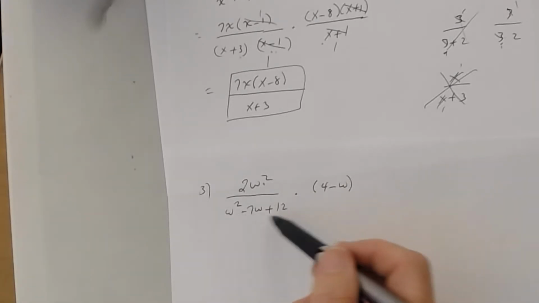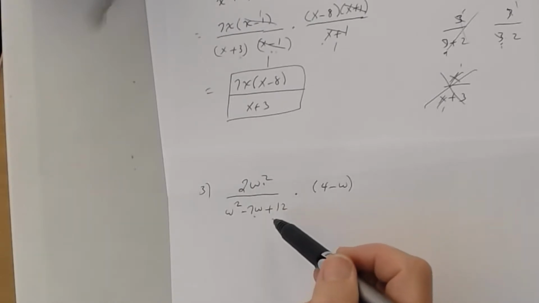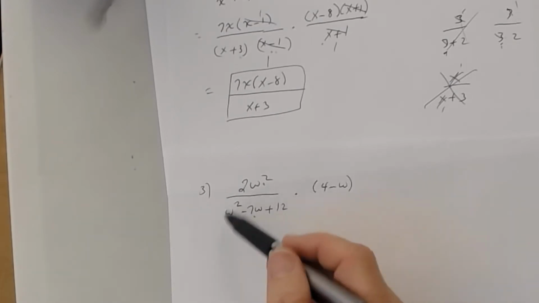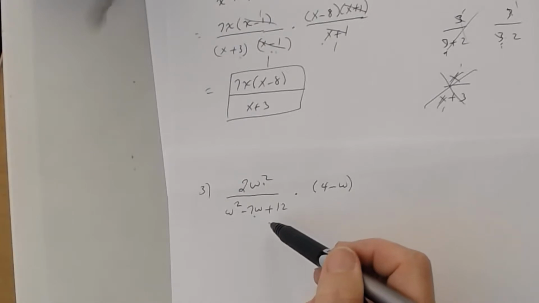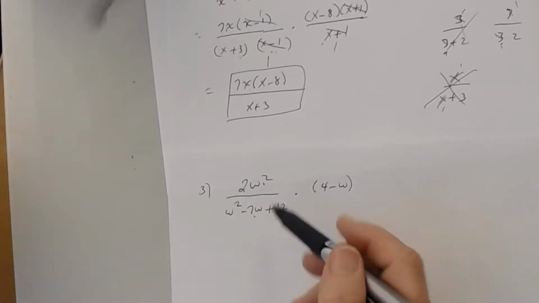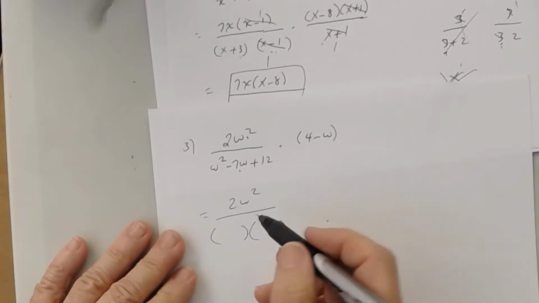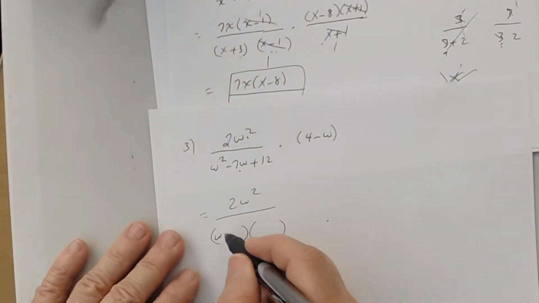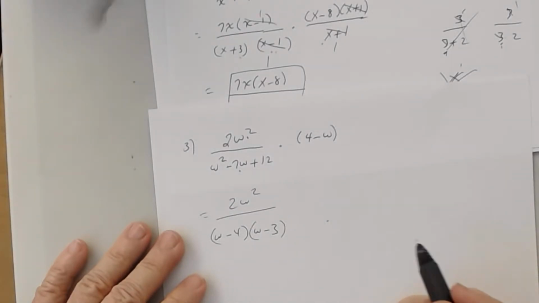All right, so this down here, w squared is not a factor, 7w is not a factor, 12 is not a factor. The whole thing together can be considered a factor, the whole thing. But you can go further with that. What else can you do to this trinomial? You can factor it even beyond that, right? So I'm going to get 2w squared divided by, now let's go ahead and factor that. Let's see, 4 and 3 I think work. So w minus 4 times w minus 3. Okay?